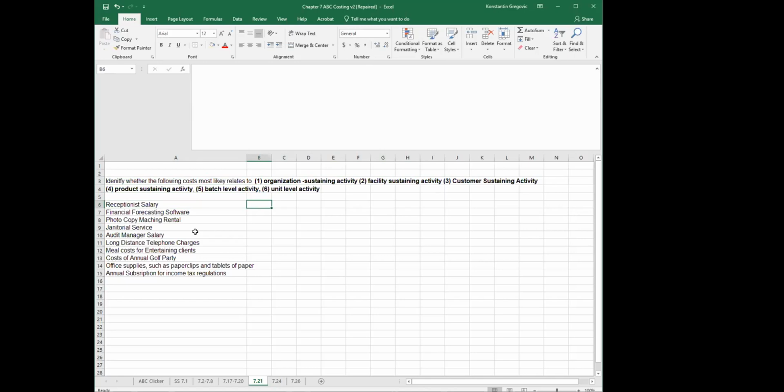Is it an organization sustaining activity? Is it a facility sustaining? Is it a customer sustaining? So Jill says organization. One. Anybody else? Jeremy says one as well. Why do you guys think it's an organizational activity? I think it's organizational because you probably wouldn't allocate it to a product. Maybe not easily allocate to product. How's that?